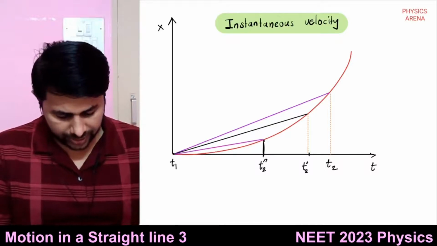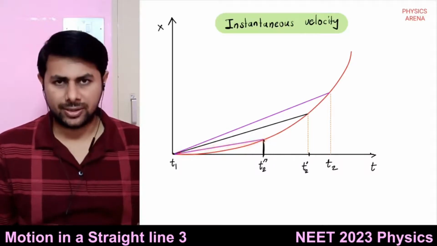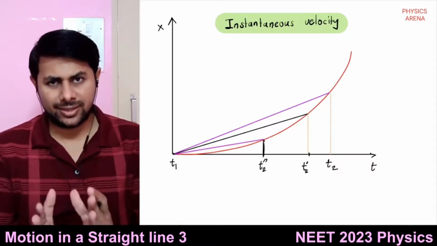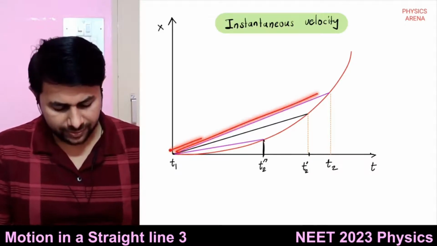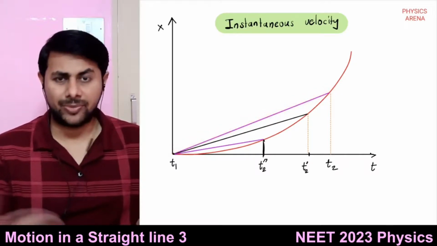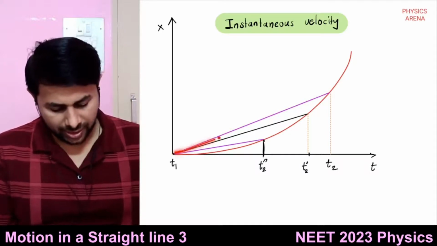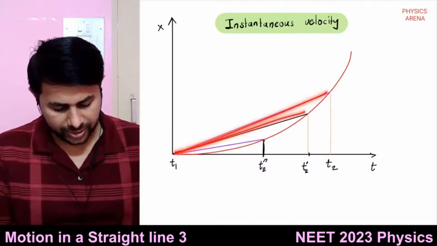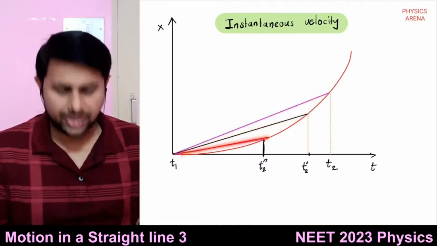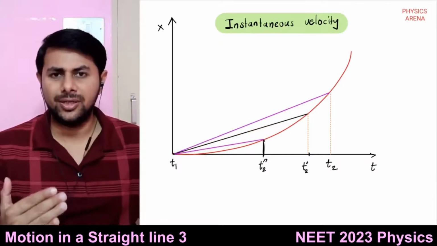I will get this line, and the slope of this line will give me what? The velocity. So as you can see here, as the time interval decreases, what happens to this line? This line, whose slope gives you the velocity in a particular time interval, comes closer and closer to the curve. Earlier it was this line, then this line, and next you get this line. So the line is approaching closer and closer to the curve.